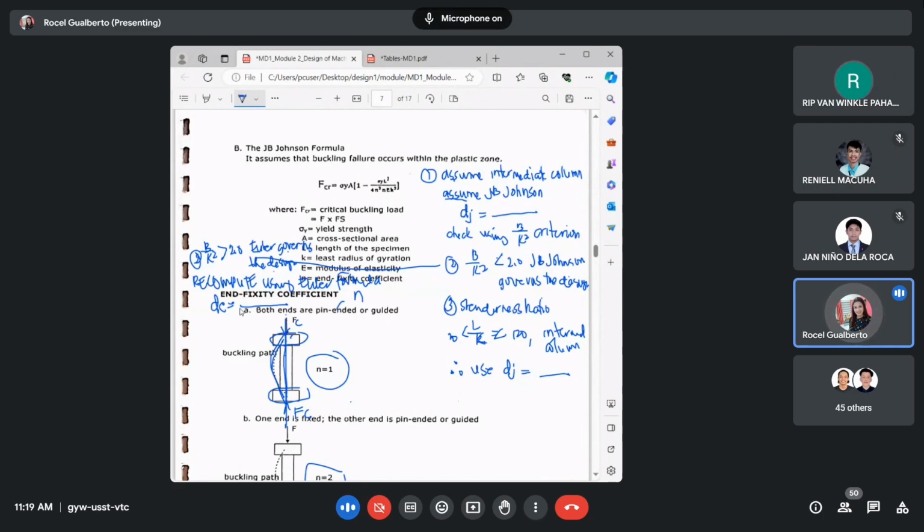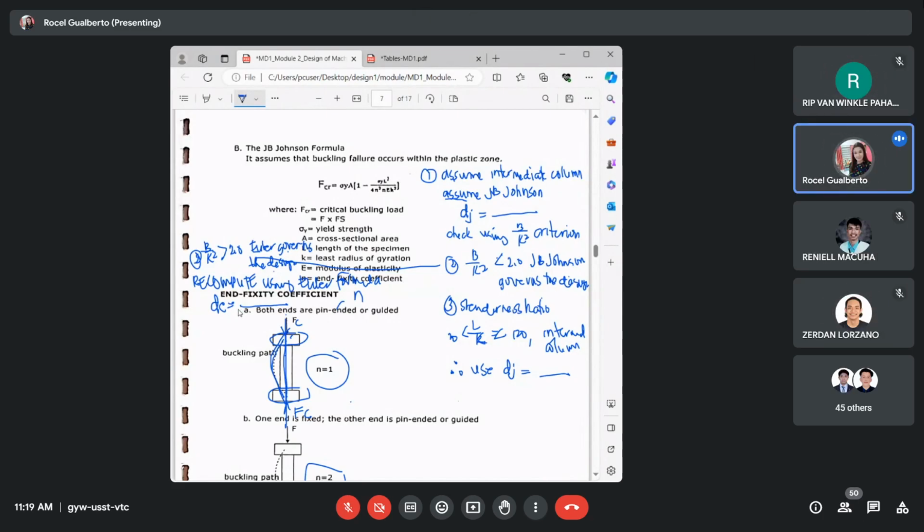Hindi pa po. Anong ating gagawin? I-check po ulit natin. Okay? Alin ang gagamitin natin pang check? Slenderness ratio po.